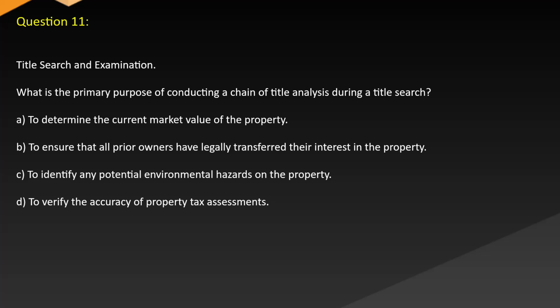Question 11. Title search and examination. What is the primary purpose of conducting a chain of title analysis during a title search? A. To determine the current market value of the property. B. To ensure that all prior owners have legally transferred their interest in the property. C. To identify any potential environmental hazards on the property. D. To verify the accuracy of property tax assessments.